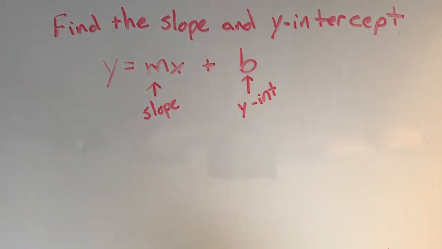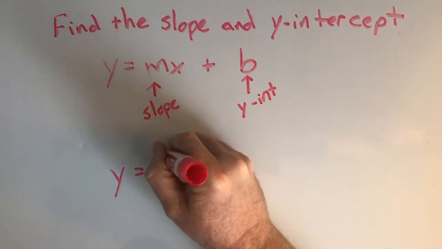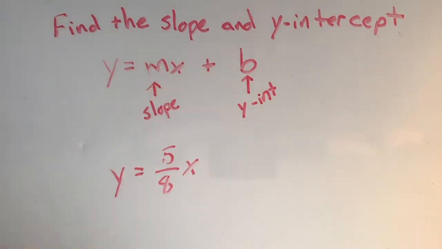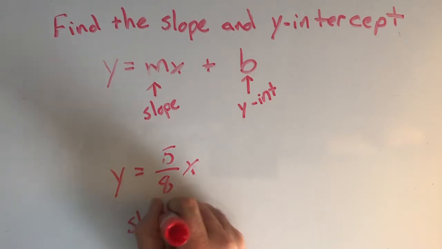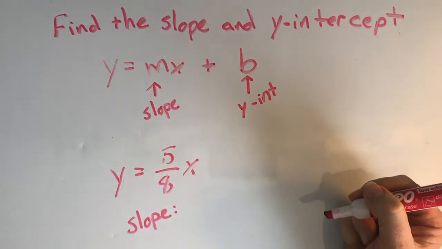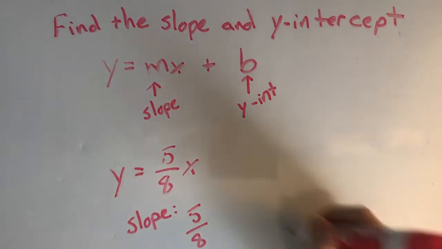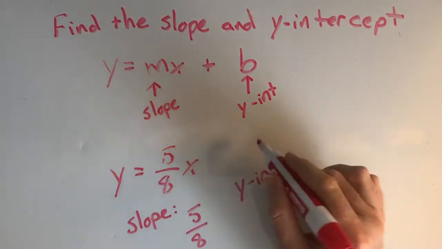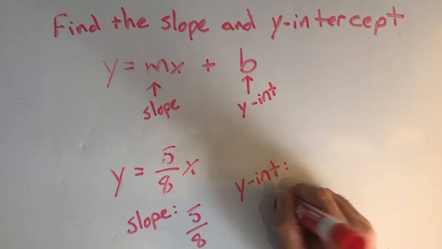All right. What if I have y equals 5/8 x? What is the slope and what is the y-intercept? Well, the slope is whatever's multiplied by x. So the slope is 5/8. The y-intercept, well, there's nothing here, right? This isn't plus anything. So that means that the y-intercept is 0.